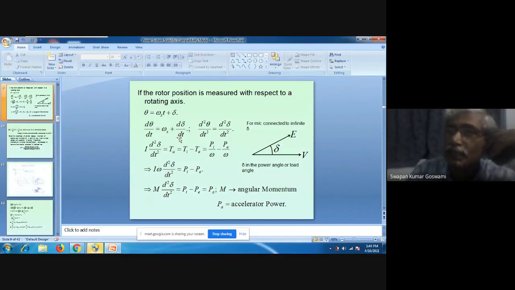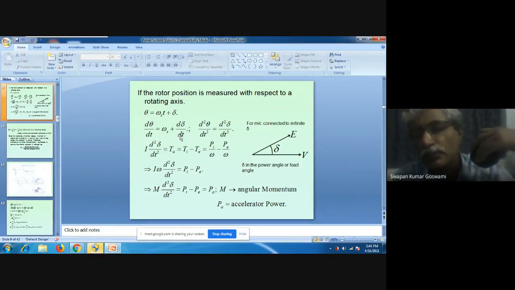So at steady state, when the rotor rotates at synchronous speed, obviously there will be no variation of delta. So d delta dt will be equal to 0. That means the generator rotor is not making any speed with respect to the infinite bus voltage. Both are at steady state. There is no change in the speed. There is no difference in speed.